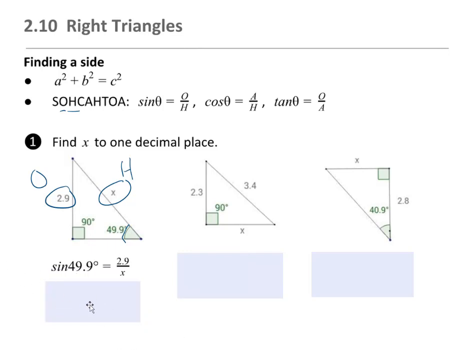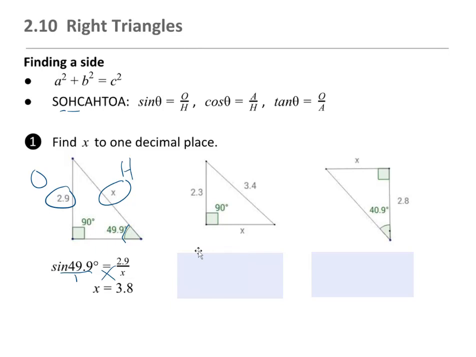If you don't remember how to solve this, you put this over 1. So you put sine 49.9 over 1. If you do that, you can cross multiply, right? When you cross multiply, 1 times 2.9, then divided by sine of 49.9. You guys should be practiced in using your calculator. If not, pause the video now and give it a try. And you should get x is equal to 3.8, approximately. Of course, there is rounding.